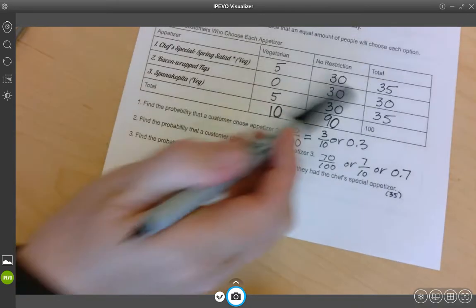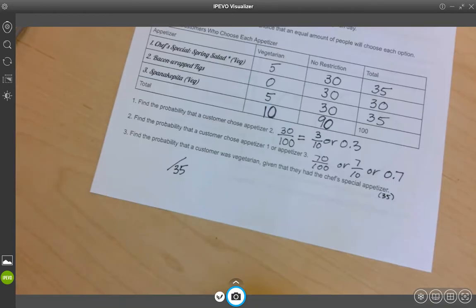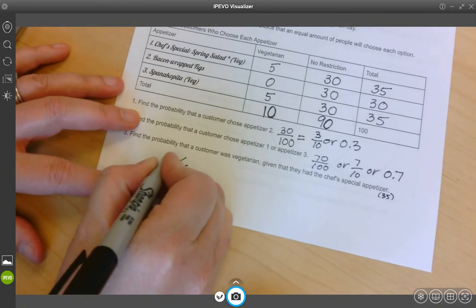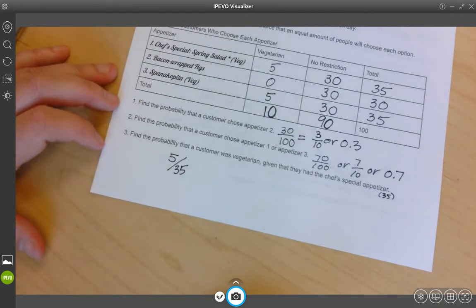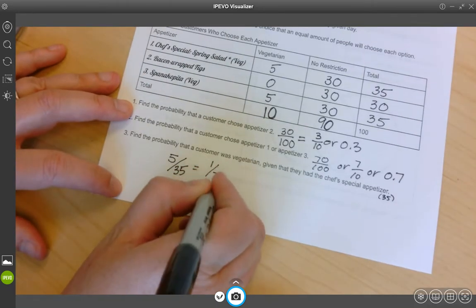Okay, so out of those 35 people, how many of those were vegetarian? I can't do that math in my head. But how many people? 5, yeah. So we got 5 out of 35. Now you can simplify your fraction to 1/7.